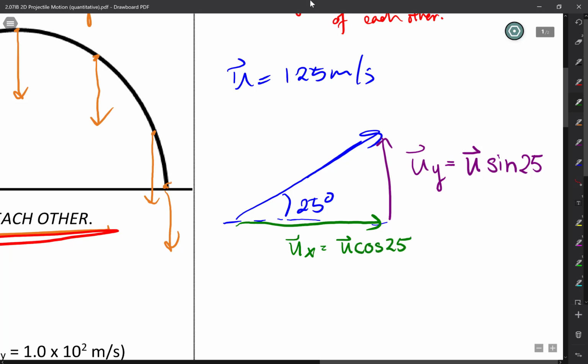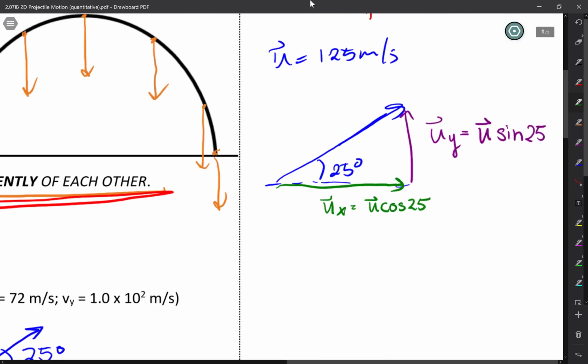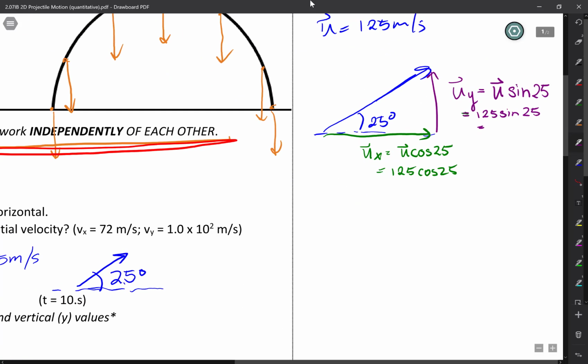And again, if you have no idea what I did here, write down your trig ratios and then solve for Uy. Okay, so these are what we start off with. We put in the values, which is 125 times the sine and cosine, and you put it in your calculator, and you should get the following. So Uy you should get around 102, I believe.